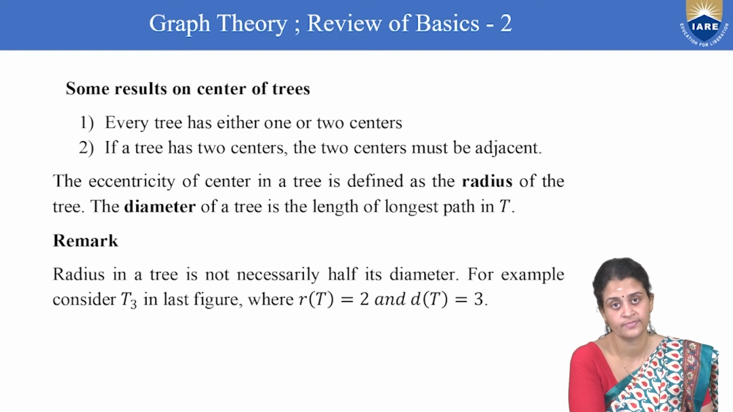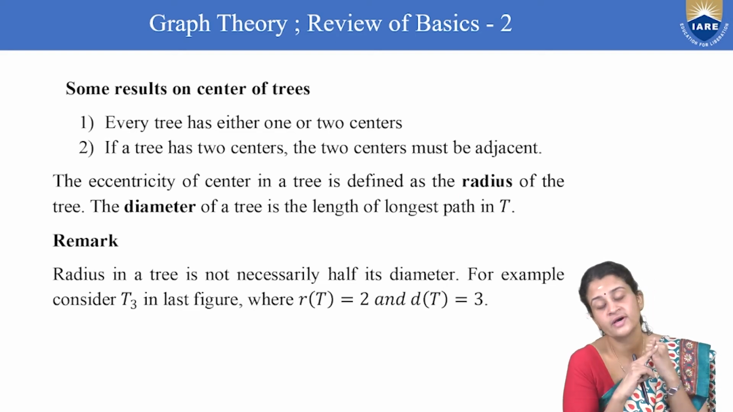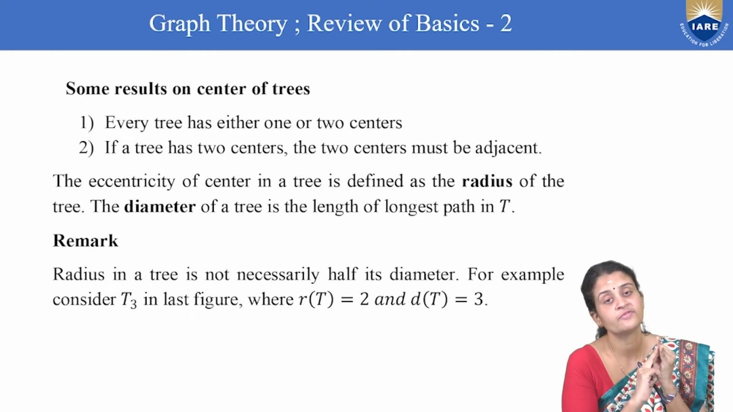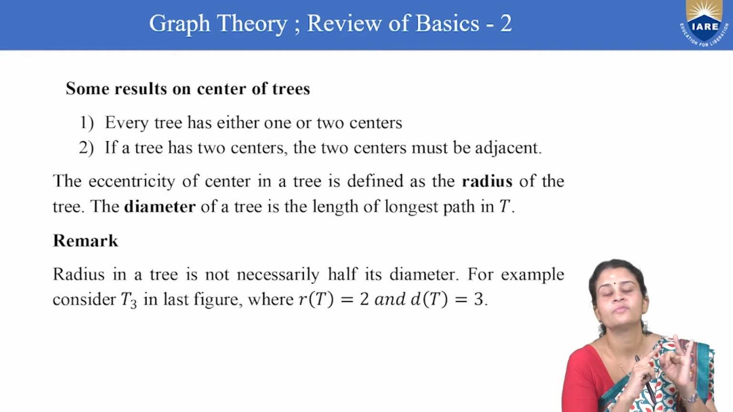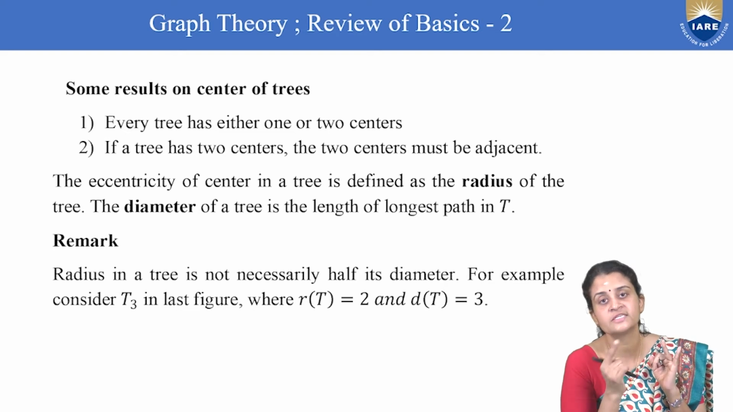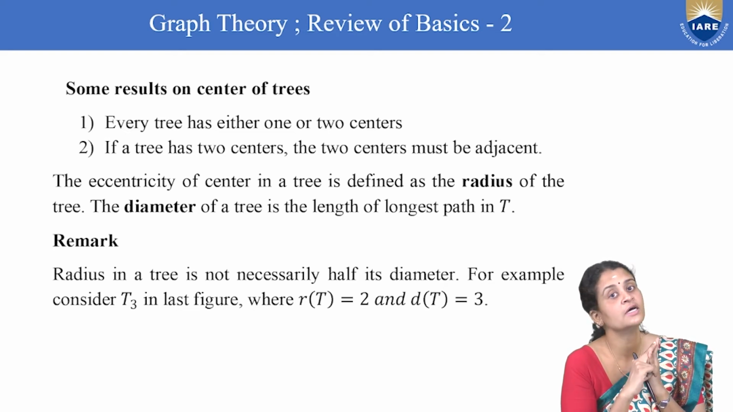The eccentricity of a center in a tree is defined as the radius of the tree. First we defined what is eccentricity, then we saw what is the center of a tree. The vertex with minimum eccentricity is termed the center of the tree, and the eccentricity of the center is termed the radius of the tree. And the diameter of the tree is defined as the length of the longest path in the tree.